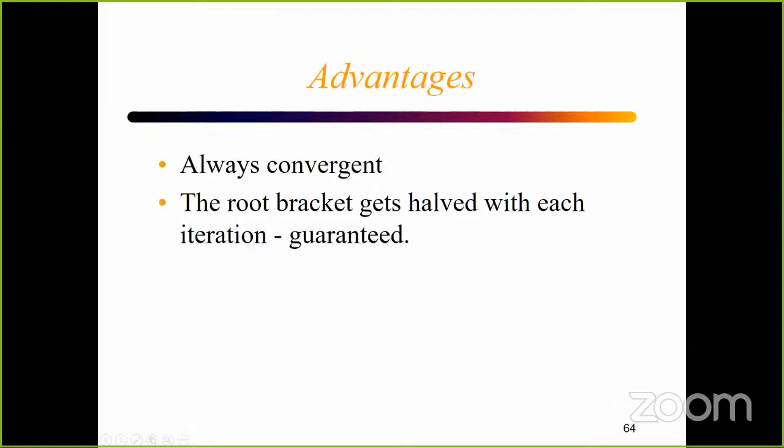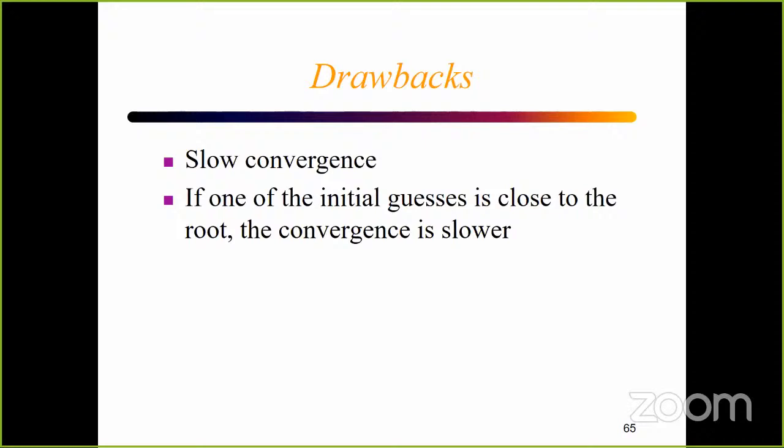The advantage of this method is that it is always convergent, meaning it always approaches the solution. The root, meaning the solution, is bracketed at each iteration and the solution is guaranteed. The drawback is that it converges very slowly. We don't want a slow process. We want it very fast.